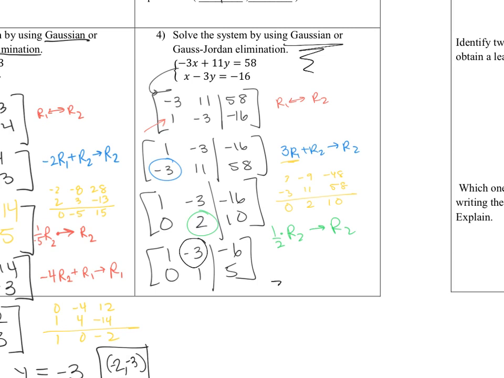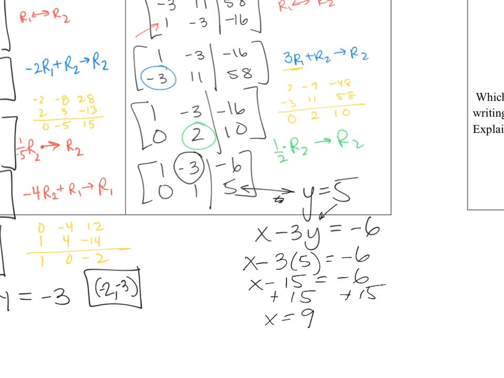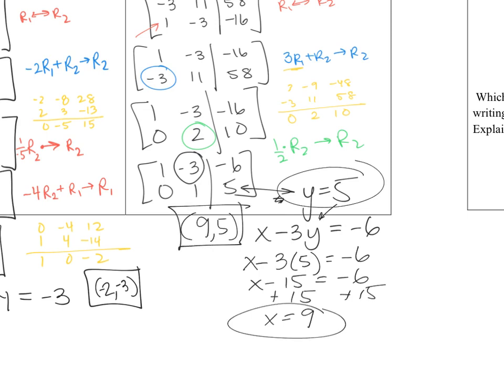So right now I know that my y value is going to be 5, and from the top equation I know that x minus 3y equals negative 6. So the back substitution is plugging that 5 in, so I get x minus 3 times 5 equals negative 6. That's x minus 15 equals negative 6. Add 15, and we get x equals 9. So I have a 9 and a 5. So my answer is going to be 9, 5. And again, you can check that you're correct by plugging that in, and it's supposed to satisfy both equations.